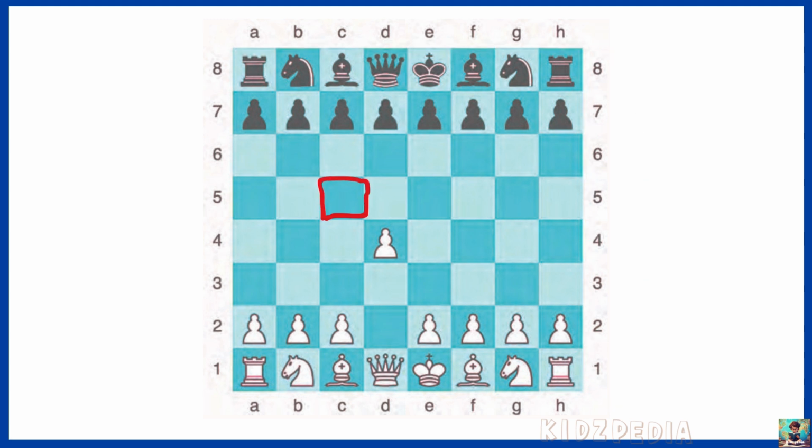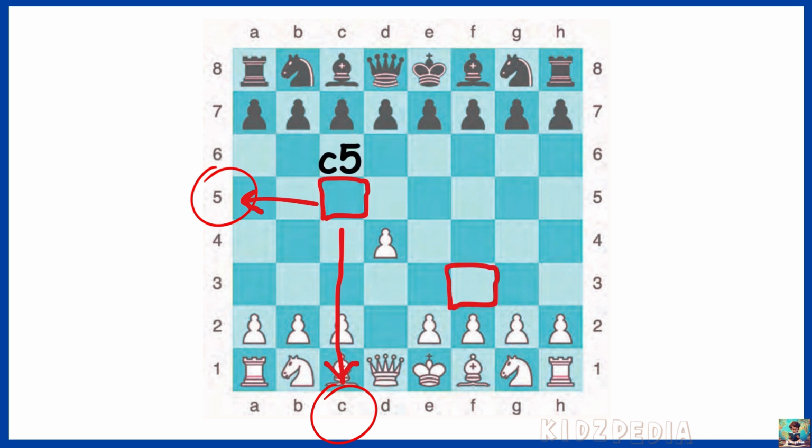Let's say you want to find the location of this square. It's in column C and row 5. So, the location is C5. What about this one? It's in column F and row 3. So, the location of this square is F3.